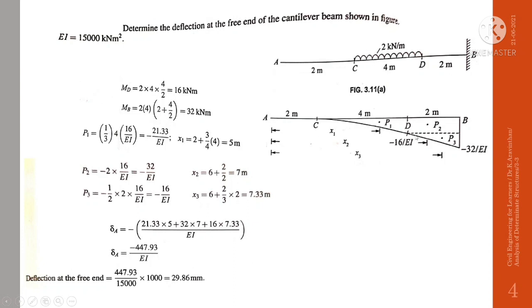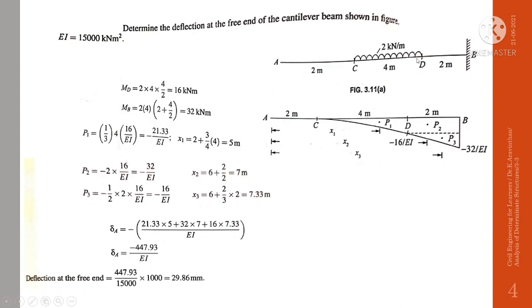And for the second area, that is P2, up to this 16 meter, you can drop a horizontal line, and this line meets at the same height as 16 by A at the point B. So you can consider it as a rectangle. So the area of rectangle is breadth into height. So breadth will be 2 into 16. So 2 into 16 is written here, that will be 32 by A, and x2 will be B by 2, is the centroidal formula for the rectangle.